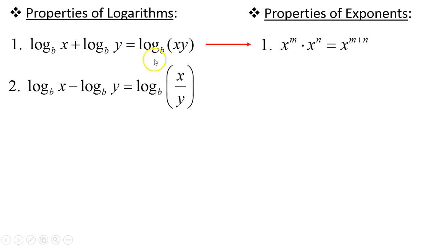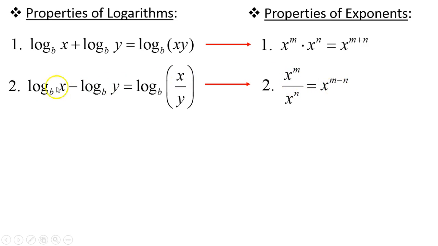Logarithmic property 2. Log base b of x minus log base b of y equals log base b of x over y. Again, all ties back to your properties of exponents. When I have the base x raised to the power m divided by that same x raised to the power n, I get x to the power m minus n. In other words, when you're dividing two quantities with like bases, you subtract the exponents.